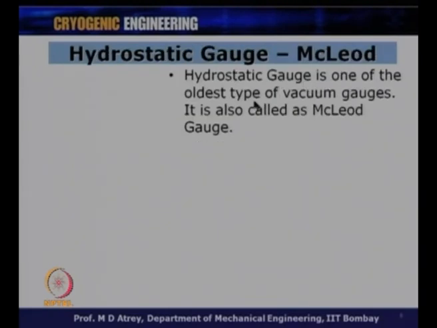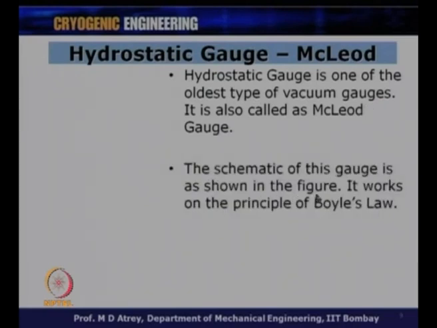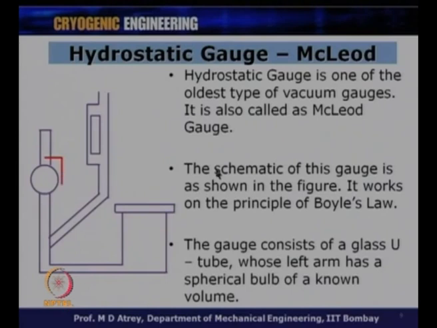The hydrostatic gauge is one of the oldest types of vacuum gauges. It is also called the McLeod gauge. The schematic of this gauge is as shown in the figure, and it works on the principle of simple Boyle's law. Boyle's law: PV is equal to constant, P1 V1 is equal to P2 V2, temperature remaining constant. This is what everybody knows.